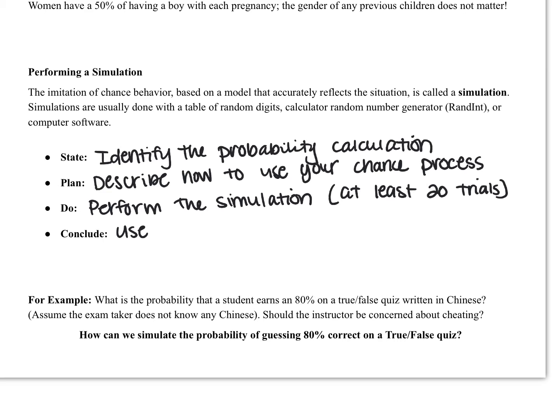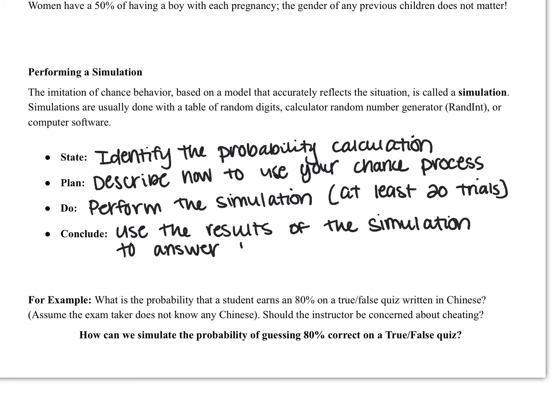So we use the results of the simulation to answer the question. So the nice thing is we don't have to run simulations every time we want to determine something because, you know, computer software and random number generators and our calculators help us do a lot of the work nowadays.